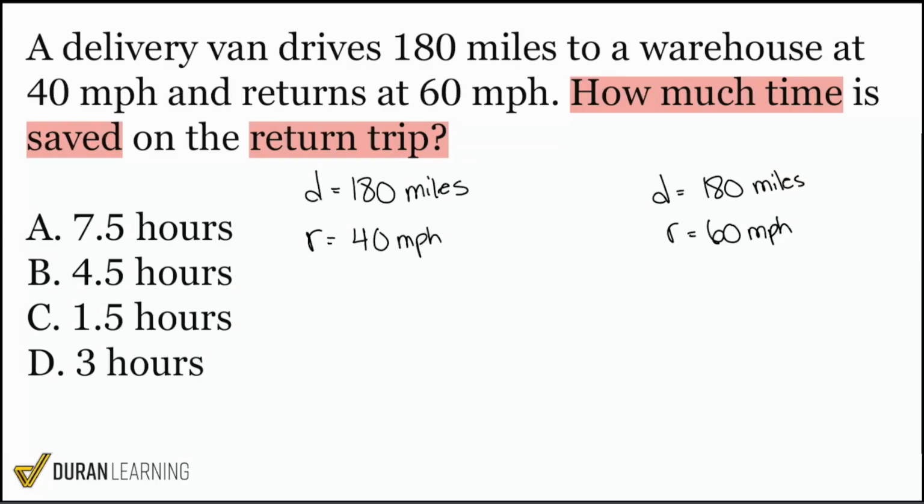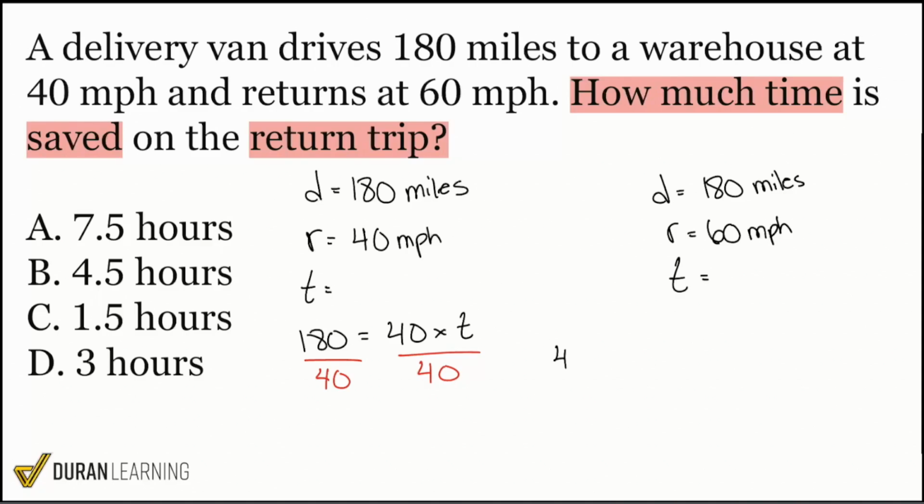Now to get each of those times, the time over here and the time over here, everybody, what operation are we going to use when we set it up? Distance equals rate times time. Yeah, we're going to be using division here. So once we use division, we divide both sides by 40. And from there, we can just do some long division.